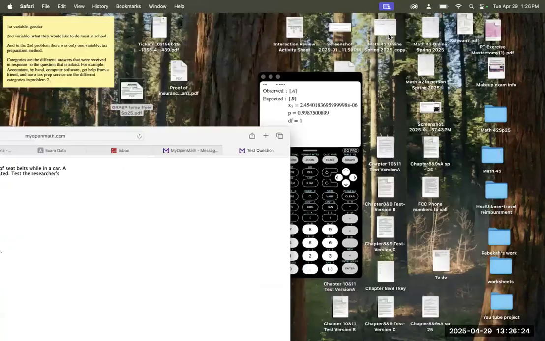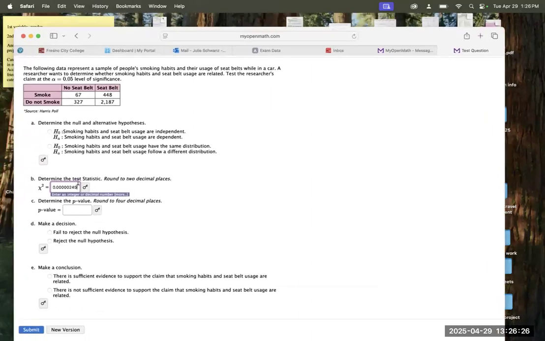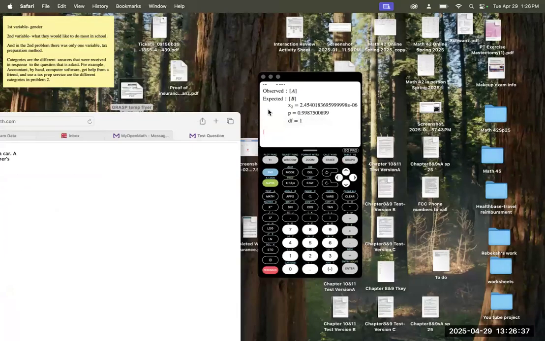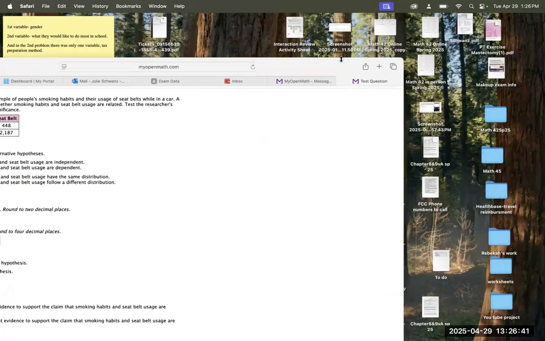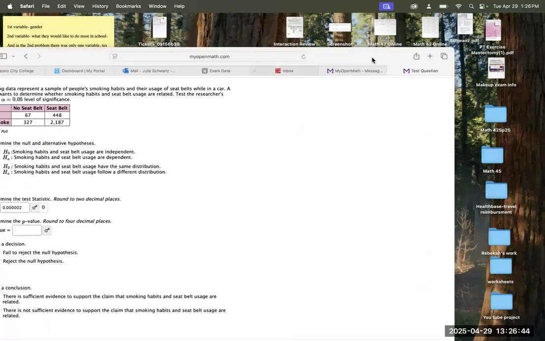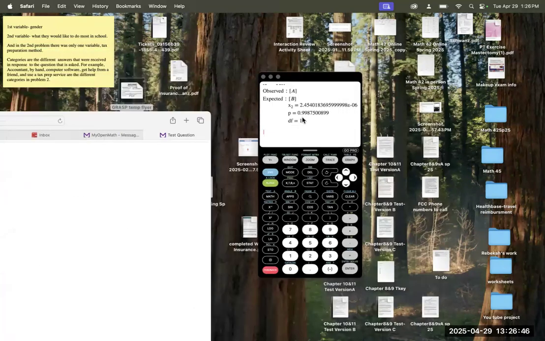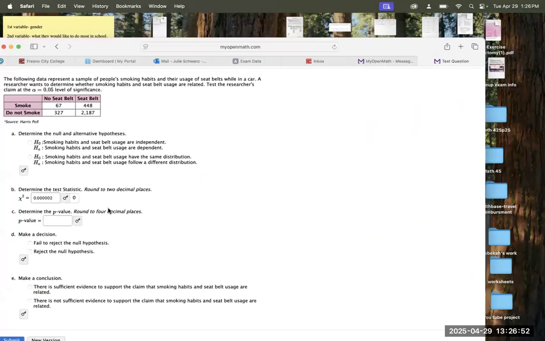However, because that answer is so small, rounded correctly to 2 decimal places it should actually be 0. So that's why we're going to get an answer of 0 here. The p-value is 0.99875, rounded to 4 decimal places is 0.9988. So that's what we should get there for the p-value.